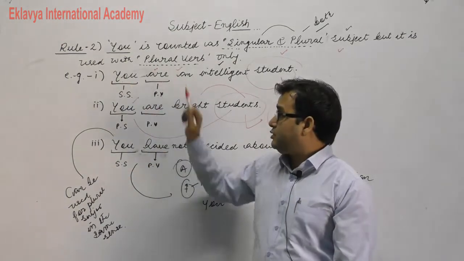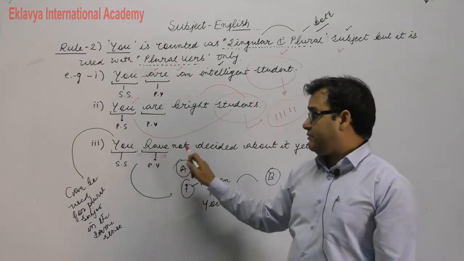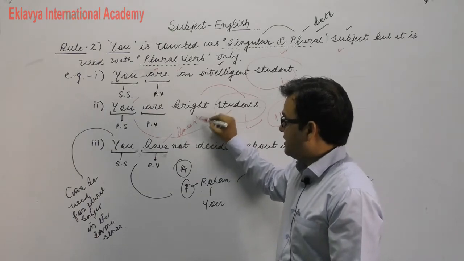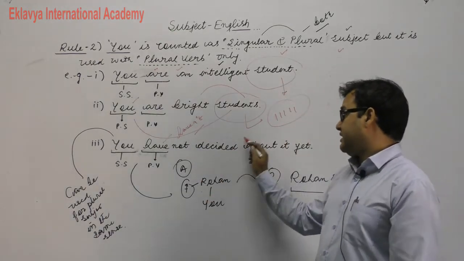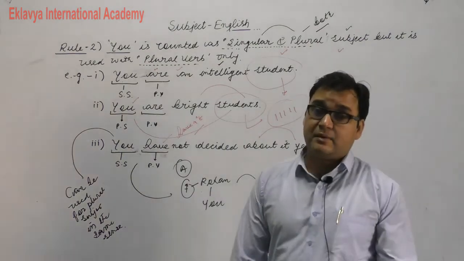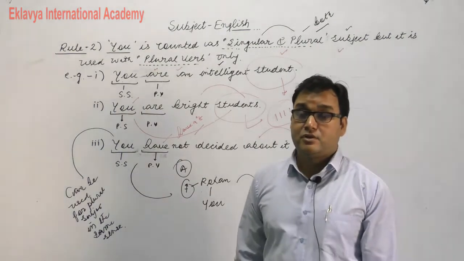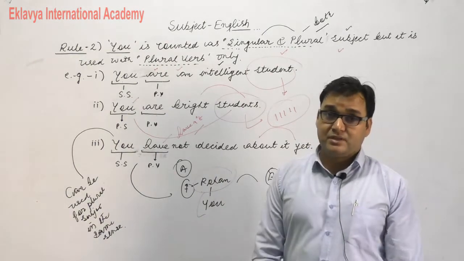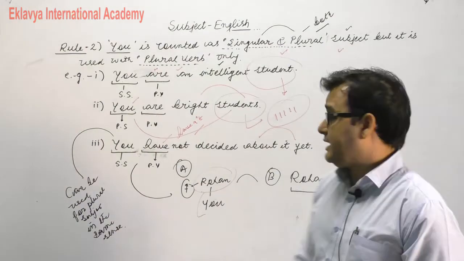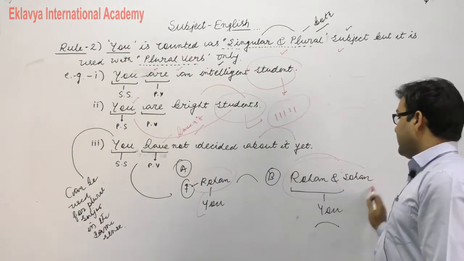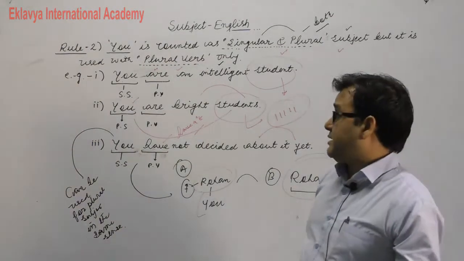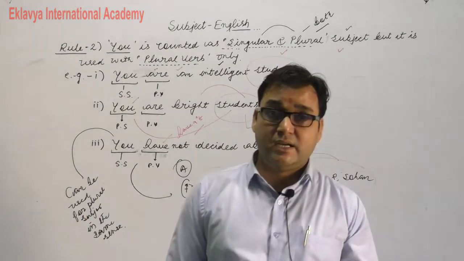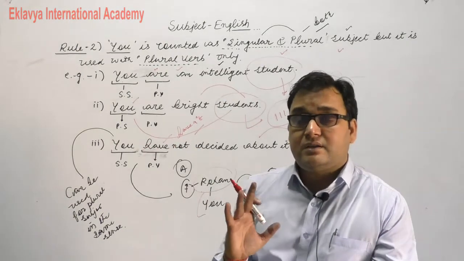Singular subject, plural verb. You haven't. You can write down haven't also, H-A-V-E-N apostrophe T. You have not decided about it yet. कि तुमने अभी तक इसके बारे में निर्णय नहीं लिया है. If you are talking to only a single person like Rohan, then you will say you haven't decided about it yet. If you are talking to more than one person like Rohan and Sohan, then you will say the same as I mentioned in example number third. You haven't decided about it yet. Is it clear? It depends upon the speaker to whom he is talking.